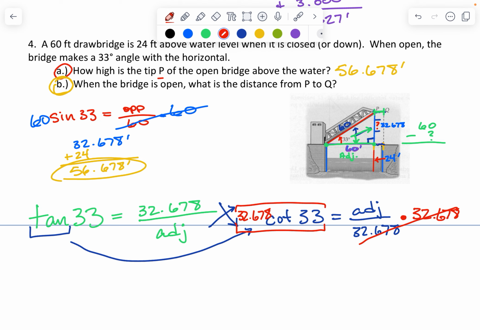Now, again, if you run into the problem of I don't have a cotangent button, use the reciprocal. So you can type directly into your calculator 32.678 times 1 over the tangent of 33. And when you type that into your calculator, which I'm doing right now, so bear with me, you will get 50.32.